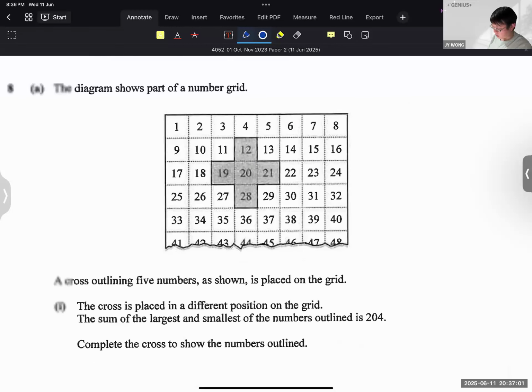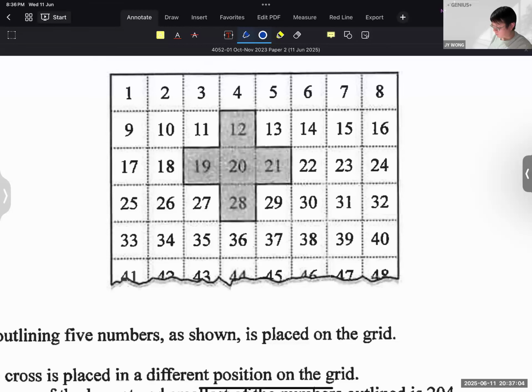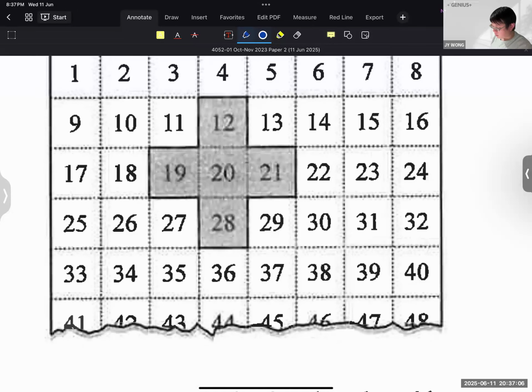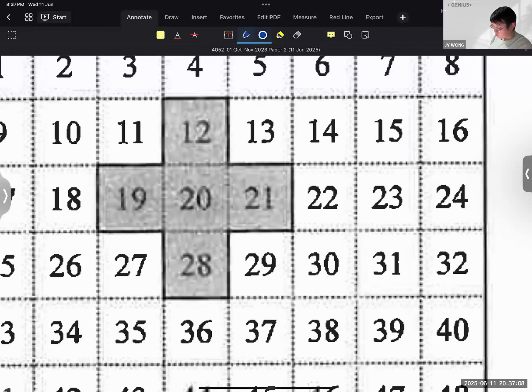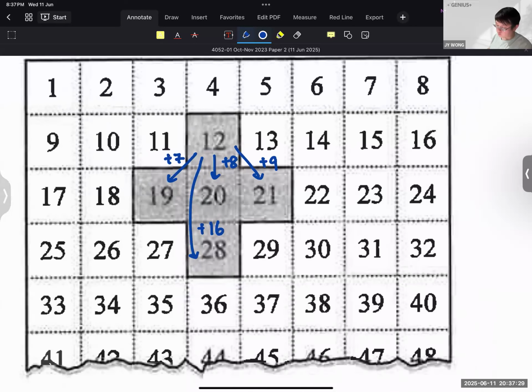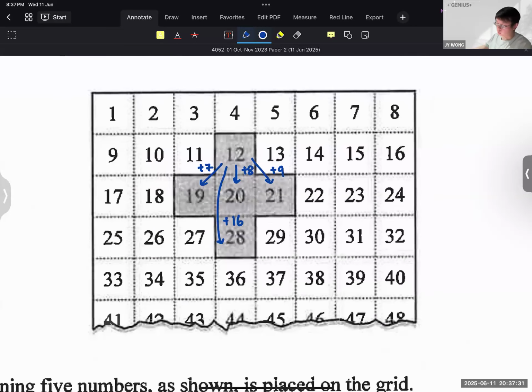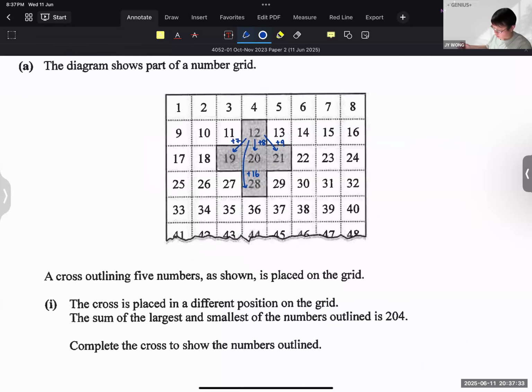Understand the relationship. From here to here is +8, right? Correct. Then from here to here is +1, which means that from here to here is +7, isn't it? And then from here to here is +9. And lastly, from here to here is +16. That is the relationship that you need to identify. I use the top number because it's the smallest number. Some of you will start with the middle number, which I think is perfectly fine.